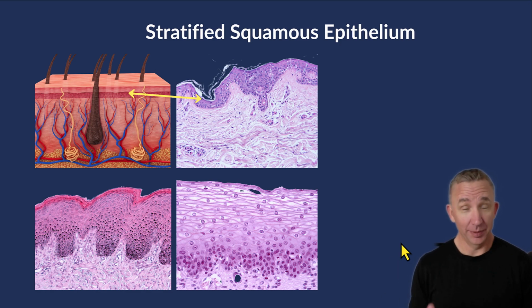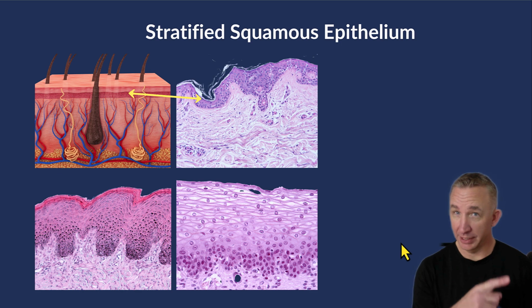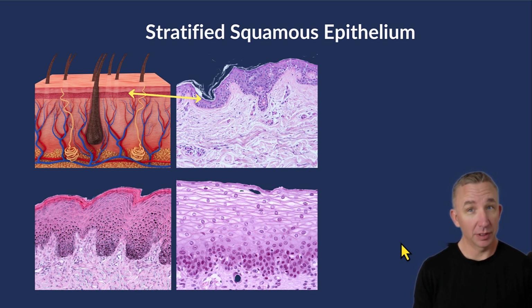Stratified squamous epithelium. So far we've looked at simple layers: simple squamous, remember I said they look like fried eggs to me; simple cuboidal, squares or cubes, they look like pearl necklaces when they create a tube; and simple columnar, my fingers. And now we're on to stratified squamous epithelium.